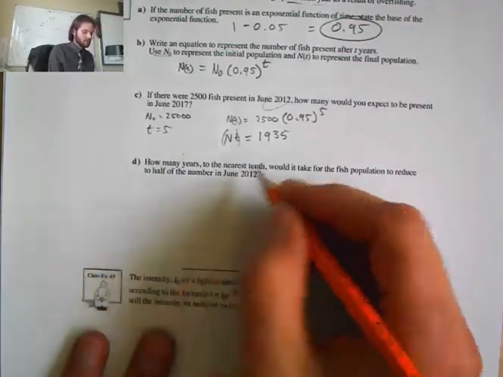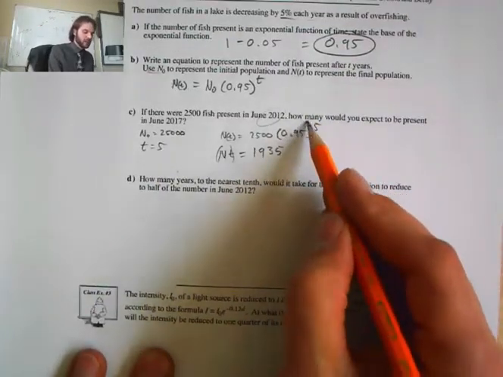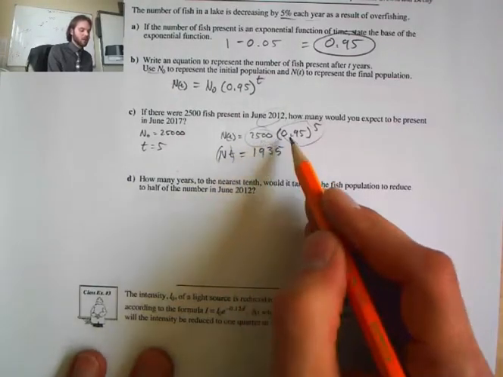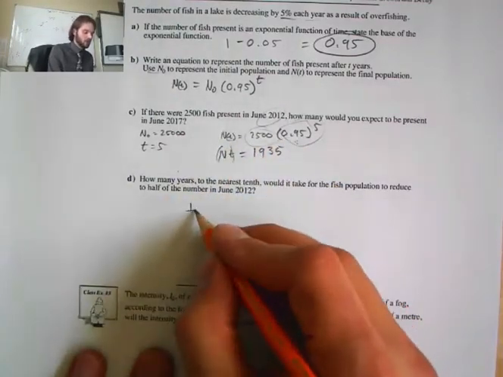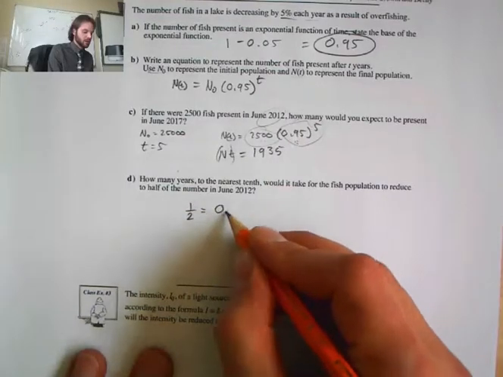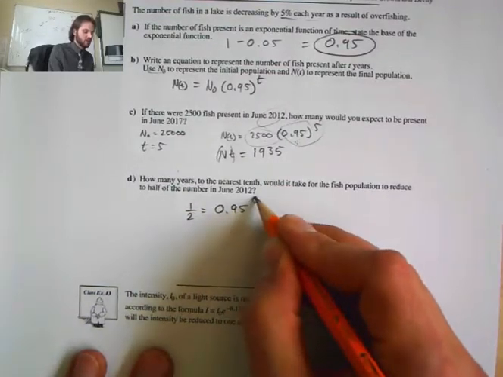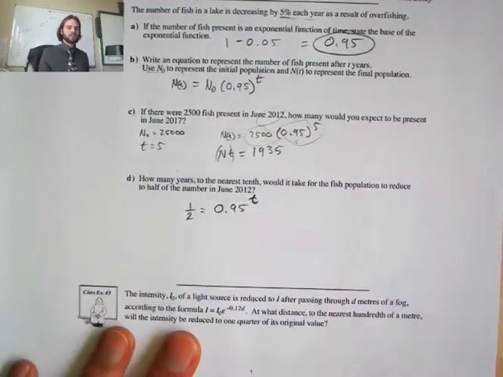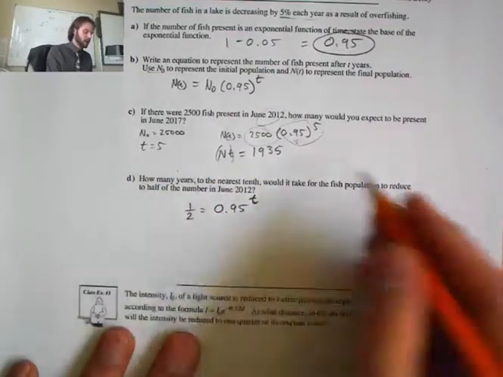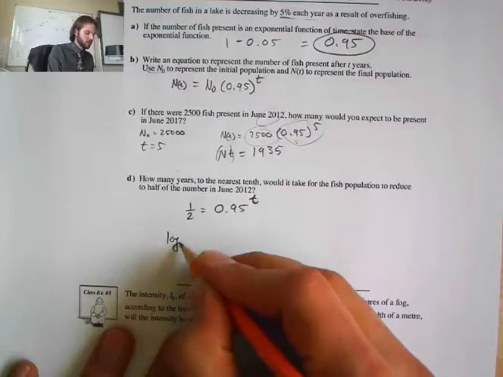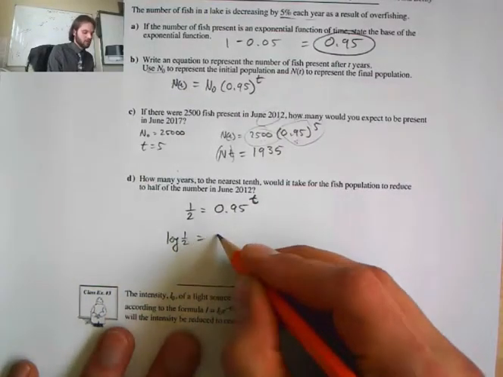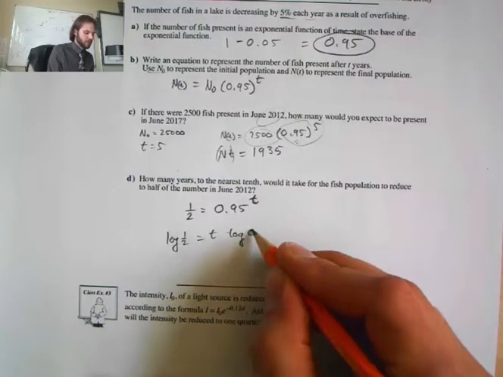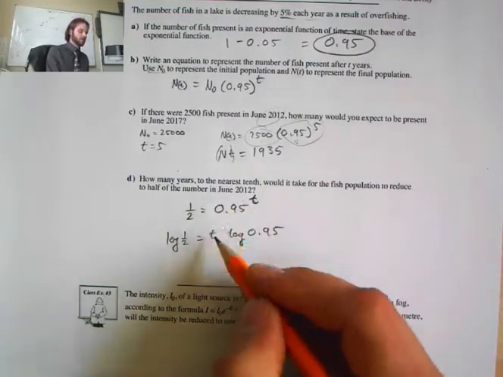So basically, we want this here to be 1/2, because we're going to multiply this by 1/2 to get that number. So I want 1 over 2 is equal to 0.95 to the power of t. Well, what am I going to do? I'm going to put this in log form. I can log both sides. So I'm going to log both sides this time. Log 1 over 2 is equal to t log 0.95. There we go. We are able to put the t down.